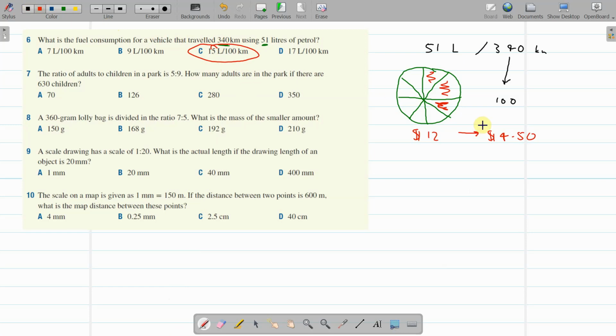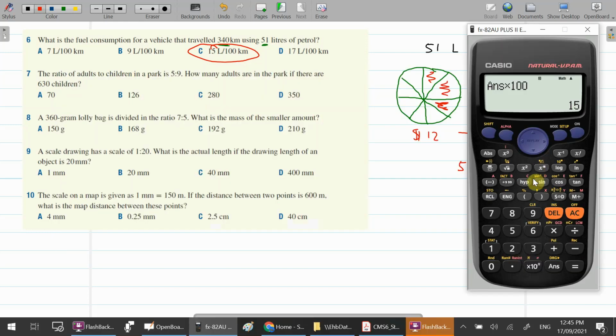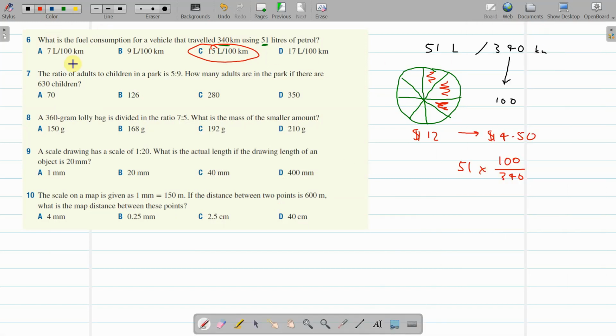Now, the other way to do it is to use a fraction. Let's try that again. 51 times the fraction, which this creates: 100, because that is the number of kilometres, over the 340. So if you do the number of litres times the same fraction, we should get the same answer. Times 100 over 340. Same answer. Okay. Next one.